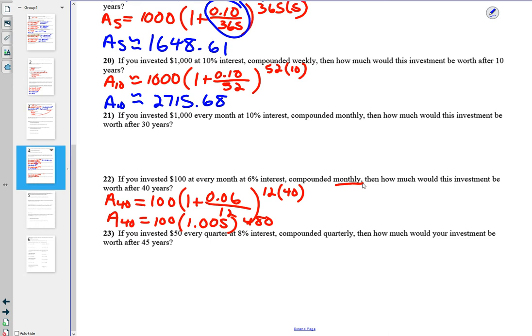40 years is a long time, but yeah, they made a nice chunk of change here. I'm getting the amount after 40 years, $1,095.75 approximately.